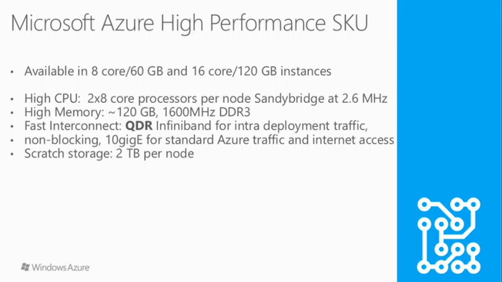We also support HPC SKUs now. So this has to be done through the HPC server. We support 120 gigabytes of RAM, QDR, which is 40 gigabit InfiniBand. So this is my understanding.